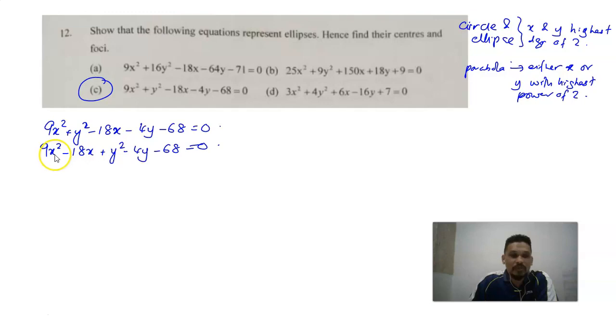Make sure that before we complete the process of completing the square, the coefficients of x squared and y squared, x with x and y with y, must equal 1 first. So here we have 9x squared minus 2x plus y squared minus 4y minus 68 equal to 0.